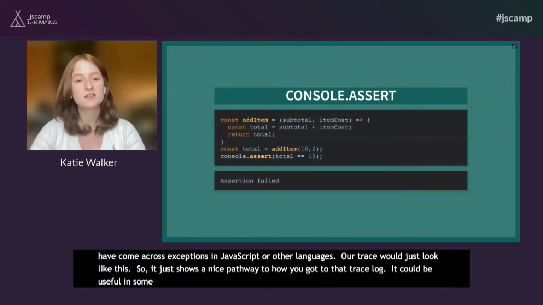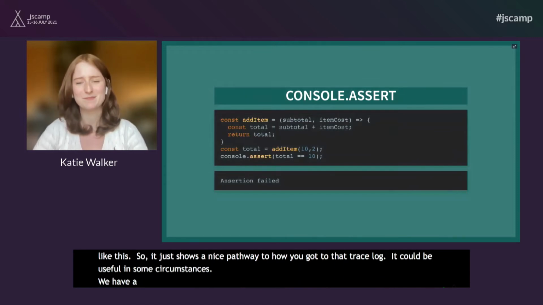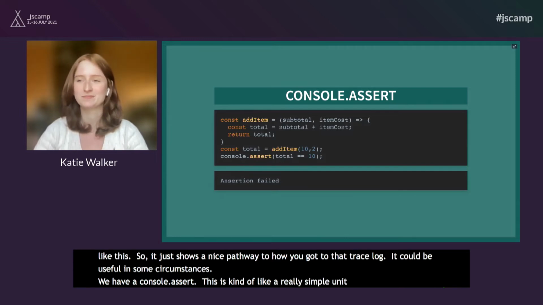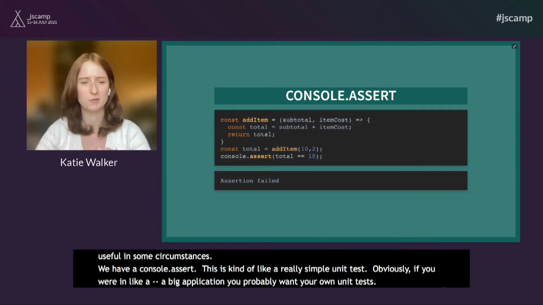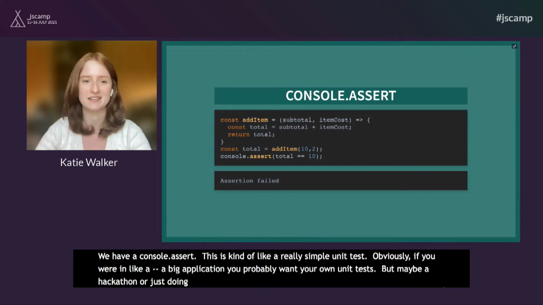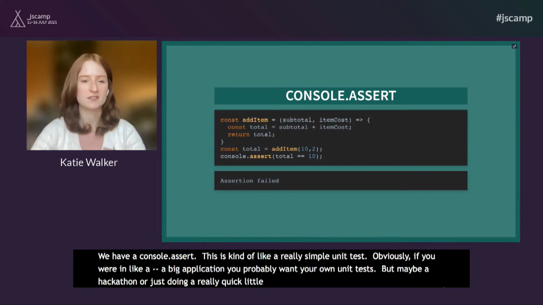We have a console assert. So this is kind of like a really simple unit test. Obviously, if you were in a big application, you probably want your own unit tests, but maybe if you're at a hackathon or you're just doing a really quick little project, you might want to throw these in as a little test. So we can see this console assert.